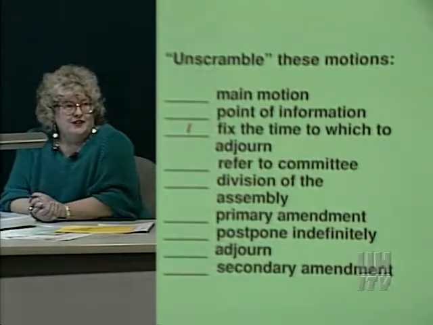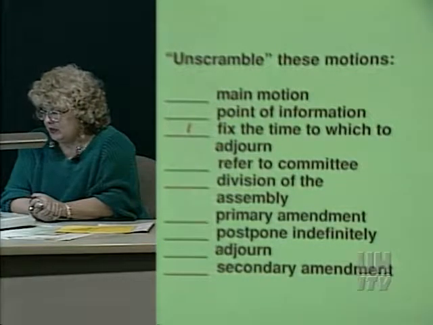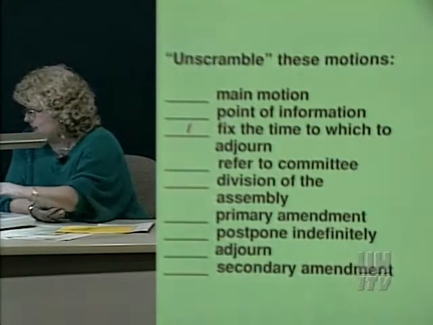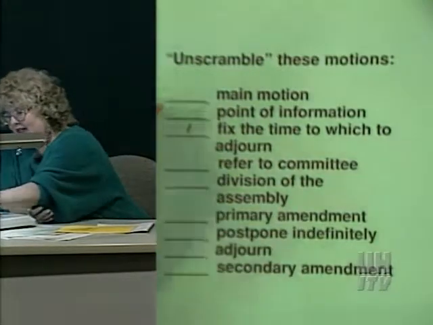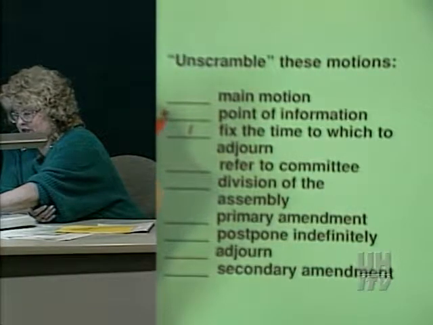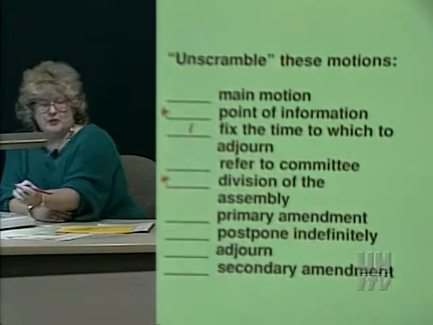There's no period of time. And it's a trick question at this point. What could happen next? Postpone indefinitely. No, we already got that one second. Point of information. If you can see the little numbers there. Any of these other three things could happen next. Point of information and division of the assembly are both incidental motions.